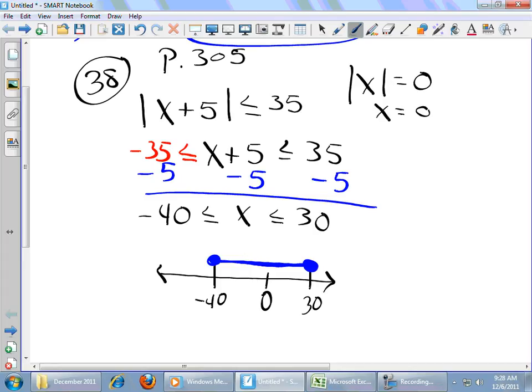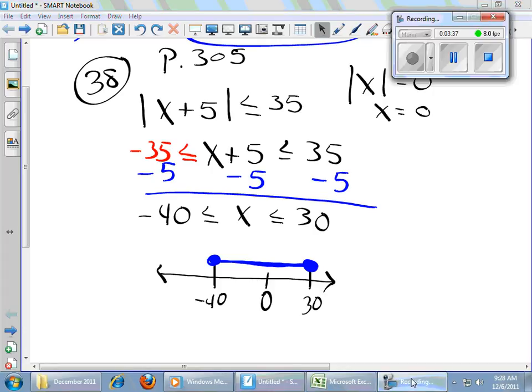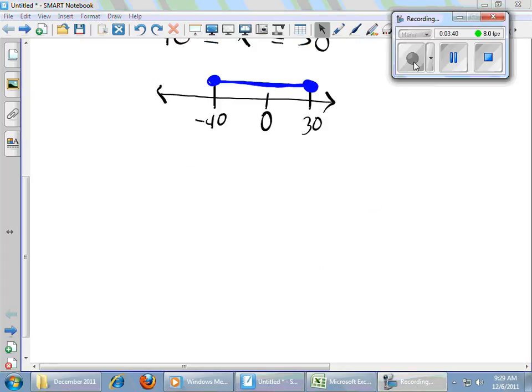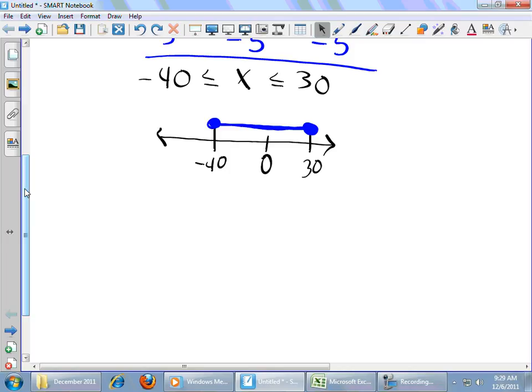Now I can test it. Pick any number in that region, say negative 20. If I put negative 20 in for x, is negative 40 less than or equal to negative 20? Yes. Is negative 20 less than or equal to 30? Yes, it is. It works. If you pick a number outside of the region, say 50, you will not get a true statement. Is negative 40 less than or equal to 50? Yes, it is. Is 50 less than or equal to 30? No, it is not. And since it's an and, both parts need to be true. So that's the complete solution for problem number 38.